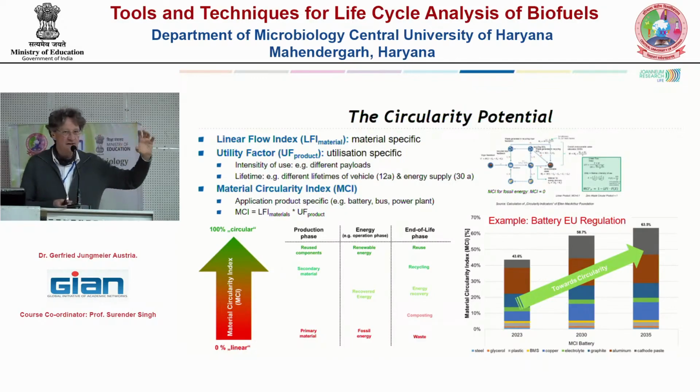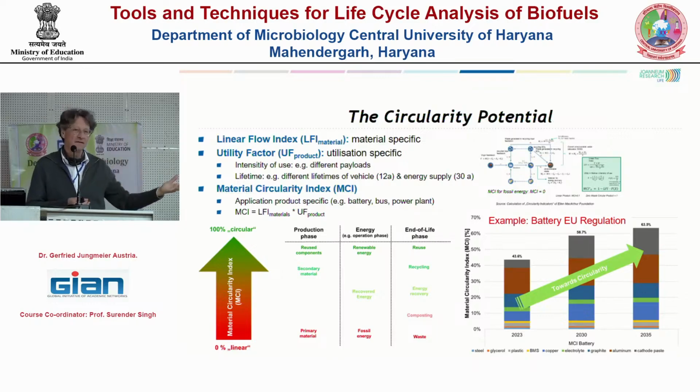You have a material factor and a utilization factor. And with these two, you can at least measure the circularity, which is between 0 and 100%. 100% means visionary, 100% circular. 0 means you throw everything away. And so this is a possibility to really measure the circularity and compare the circularity of two different things.